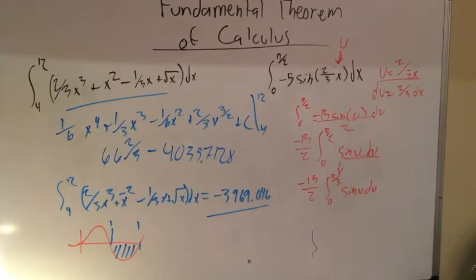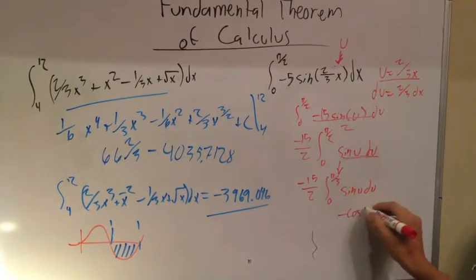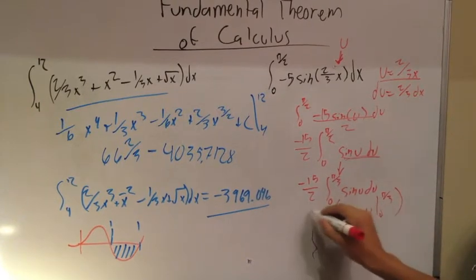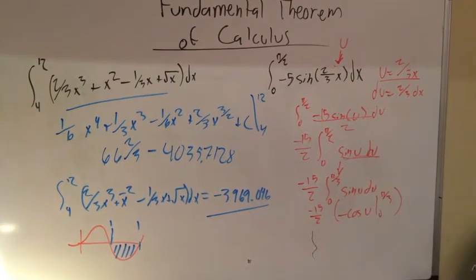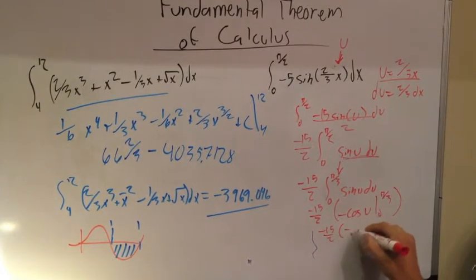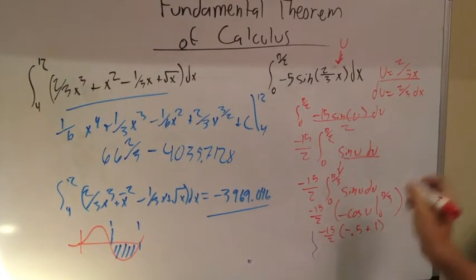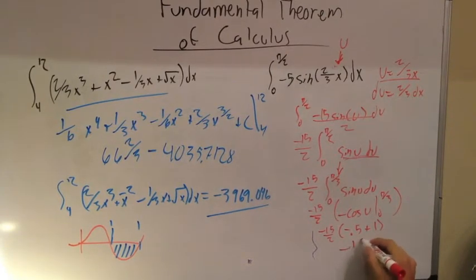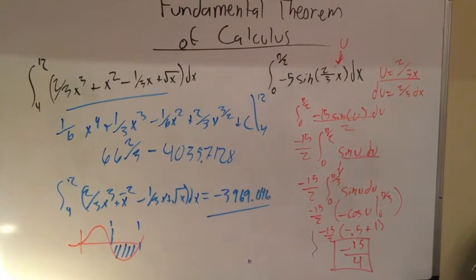So what you get is negative cosine u from 0 to pi thirds times 15 over 2. Now if you evaluate this, you get negative 15 over 2 times negative 0.5 plus 1. This gives you 1/2, so negative 15 over 2 times 1/2, and the answer would be negative 15 over 4. And that is the value of your definite integral.